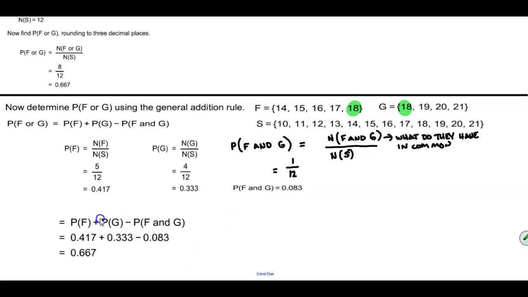So now if we plug this back into the formula, and if we take 0.417 plus 0.333 minus 0.083, if we do the order of operations, it's going to give us the same result as what we found in the first part of this question. So in this scenario, we can do either for the general addition rule. But it's important to understand this definition.